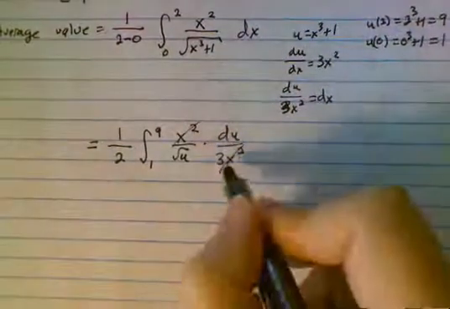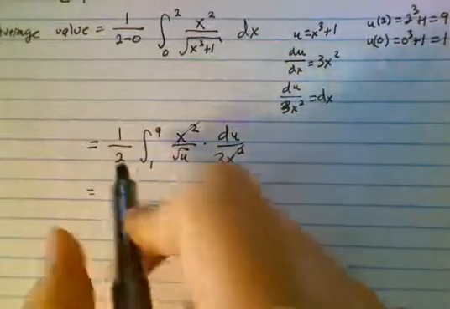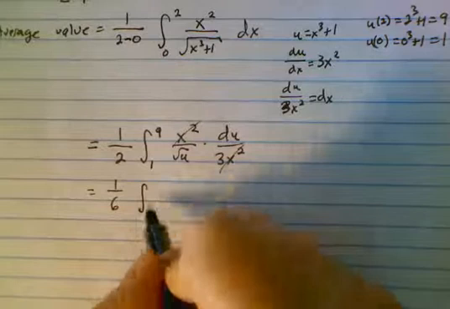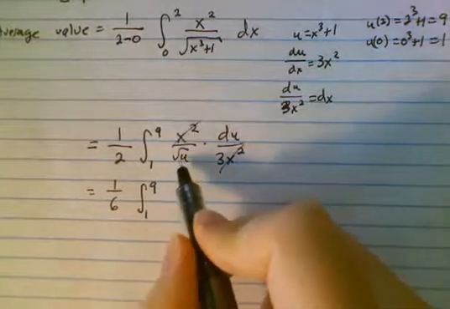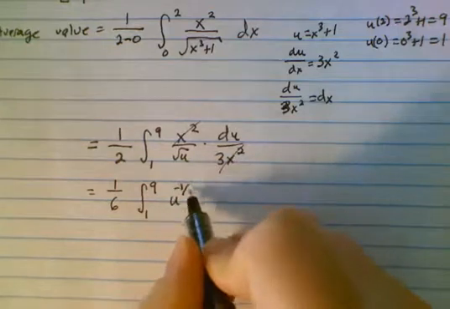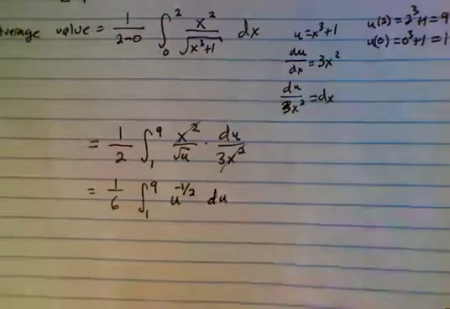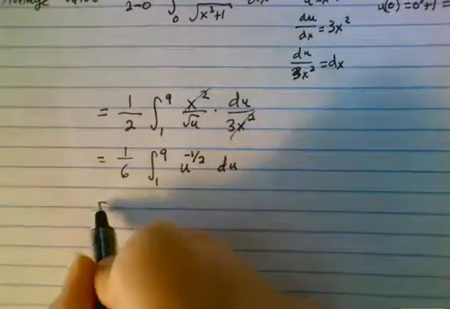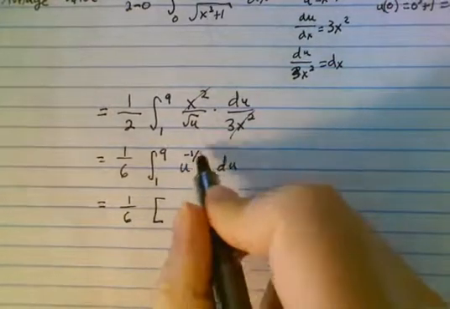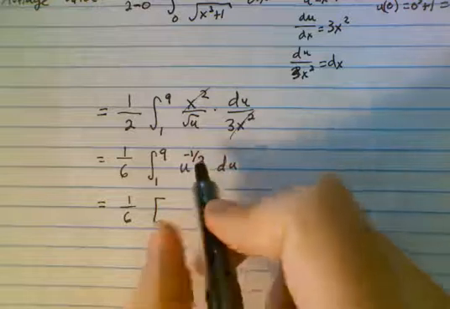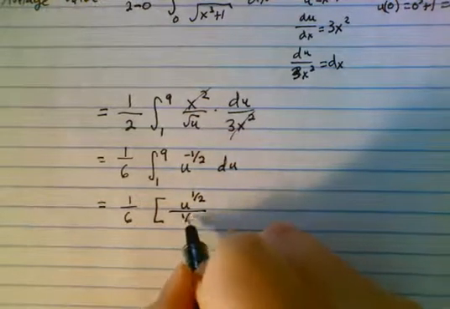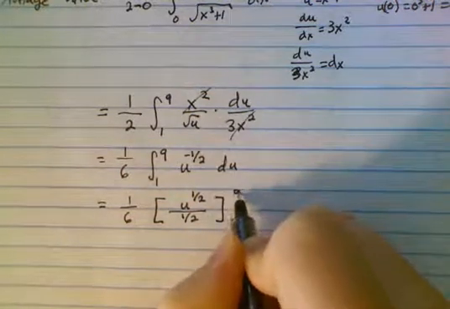Our x squareds cancel out. We can bring that 3 out over here, so 1/2 times 1/3 is 1/6. And then we're taking the integral from 1 to 9 of 1 over the square root of u, so we can rewrite that as u to the negative 1/2 du. When we take the antiderivative, we're going to add 1, so negative 1/2 plus 1 is positive 1/2, so that's u to the 1/2. Divide by the new exponent. We're going from 1 to 9.